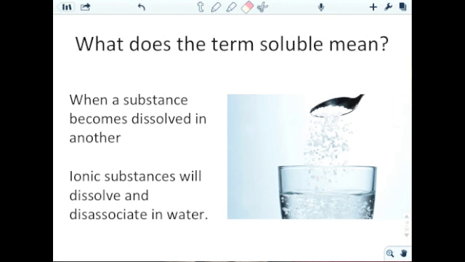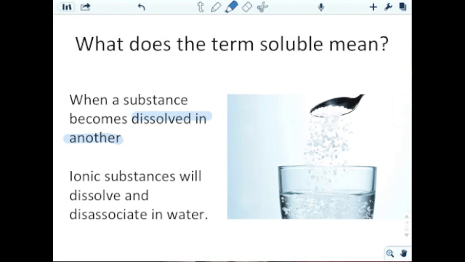So now let's start talking a little bit about solubility. What does the term solubility mean? When a substance becomes dissolved in another substance, like an ionic substance will dissolve and dissociate in water, when something is actually dissolved, we say that it is soluble. When we put a solid into water and it does not dissolve, we say that it's insoluble.